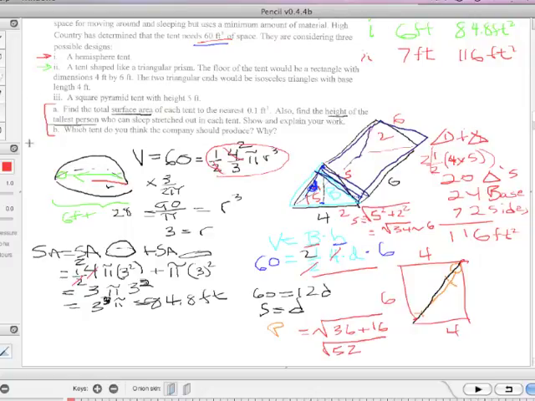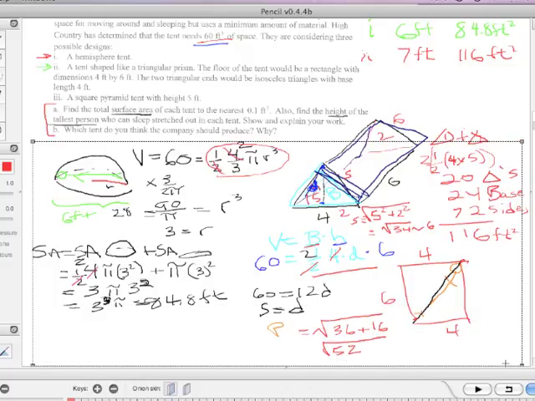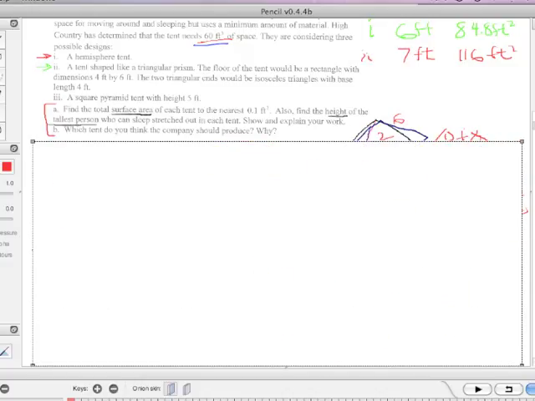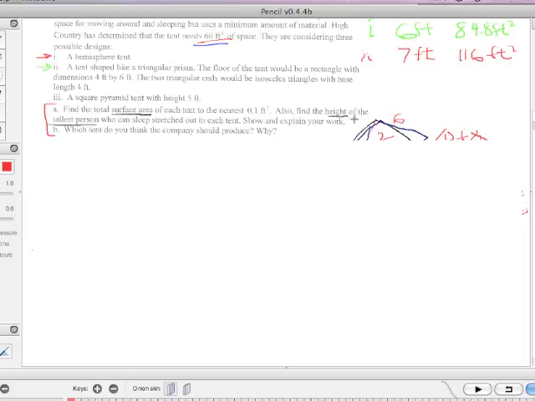Now I'm going to do number 3. This is the square-based pyramid tent. I'm just going to clean this up because I'm running out of room. Okay, so we have a square pyramid tent with height 5.